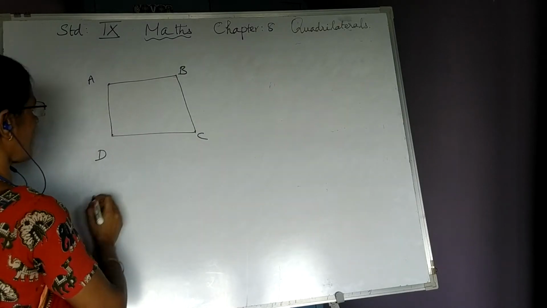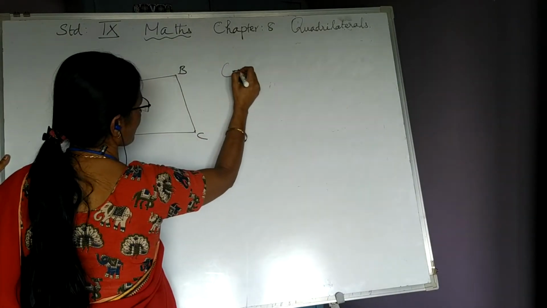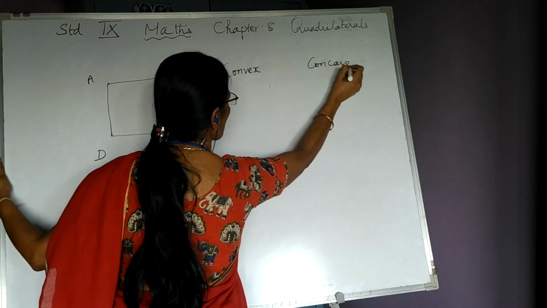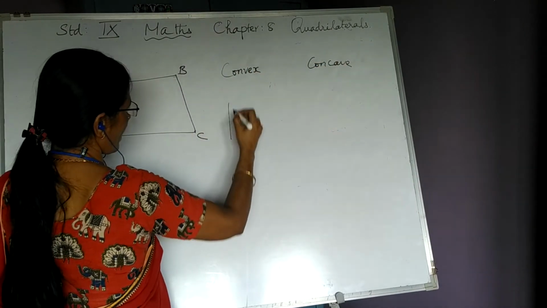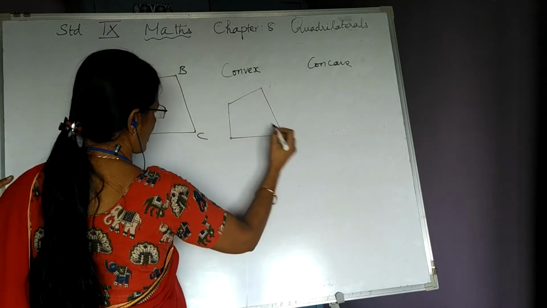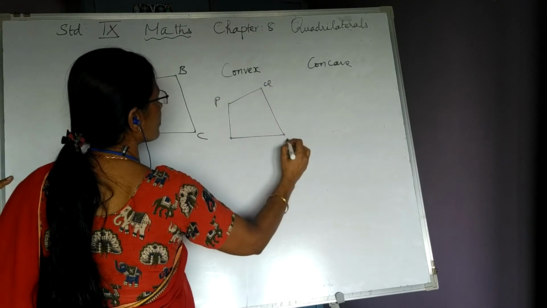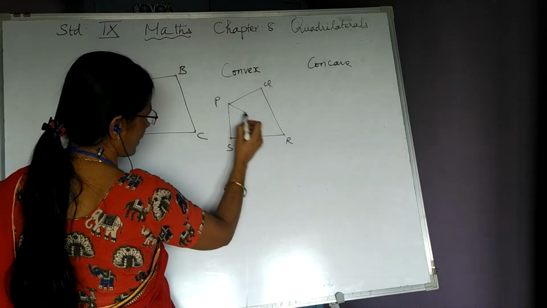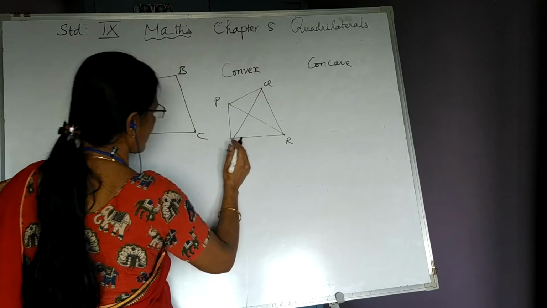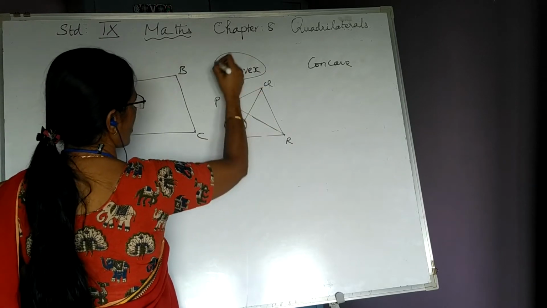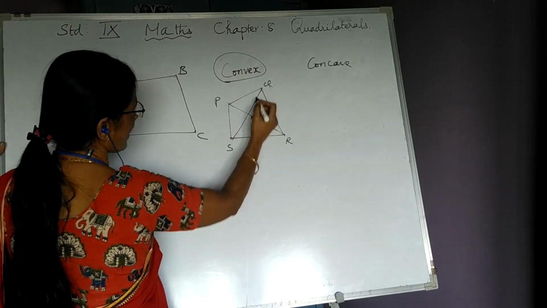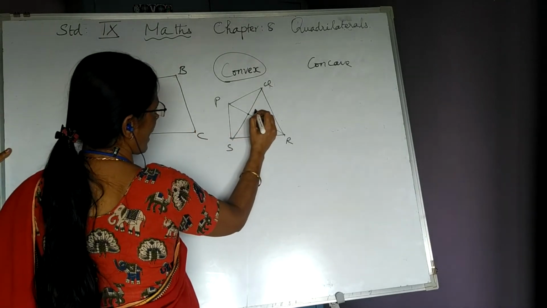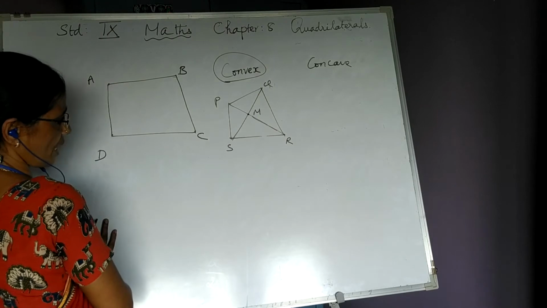In quadrilateral, there are mainly 2 types called convex quadrilateral and concave quadrilateral. In any convex quadrilateral, if you join the diagonals, PR is a diagonal, QS is a diagonal. In any convex quadrilateral, the diagonals intersect each other. They will meet at a point. You can see M is the meeting point of the 2 diagonals.